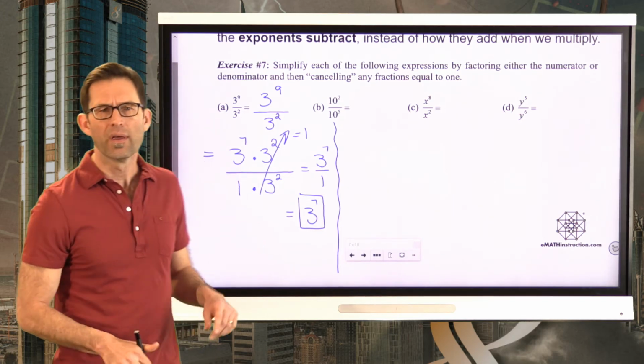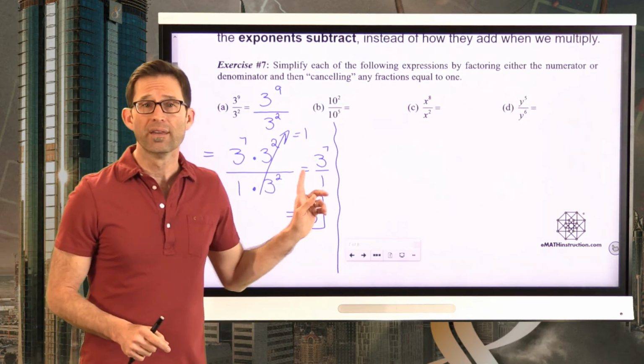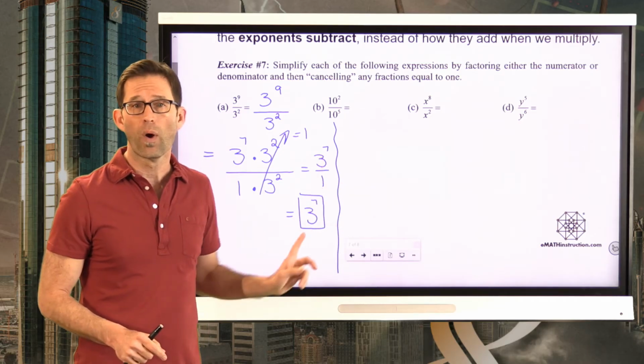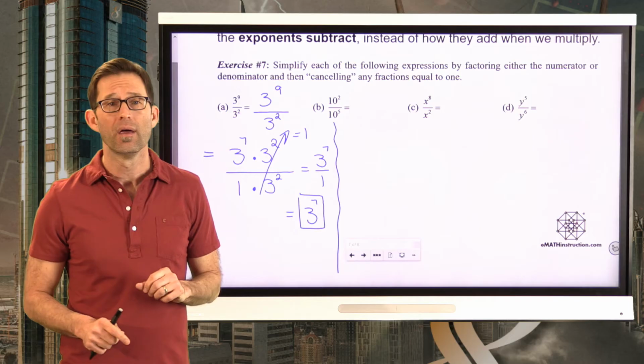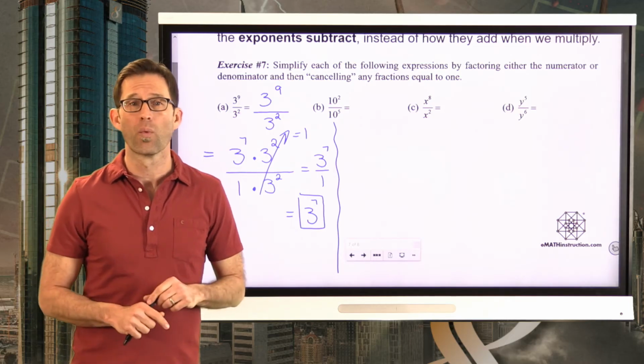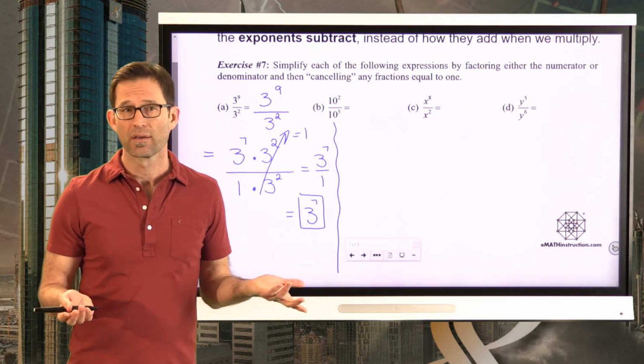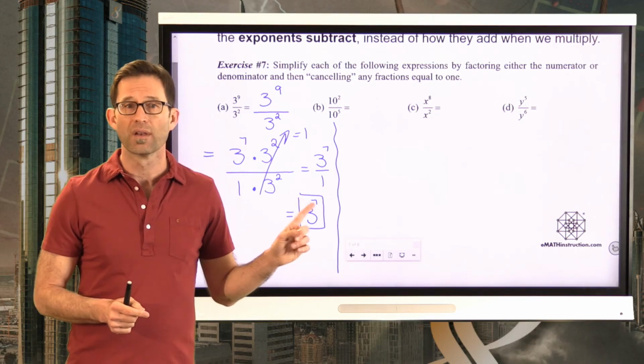Now, by the way, if you're wondering why I changed 3 to the 7th over 1 into 3 to the 7th, keep in mind that when I divide by the number 1, just like when I multiply by the number 1, it doesn't change anything. That's when the 1 is in the denominator.